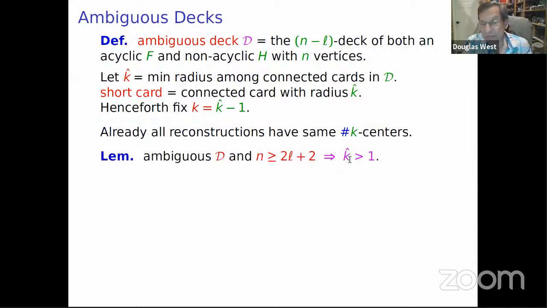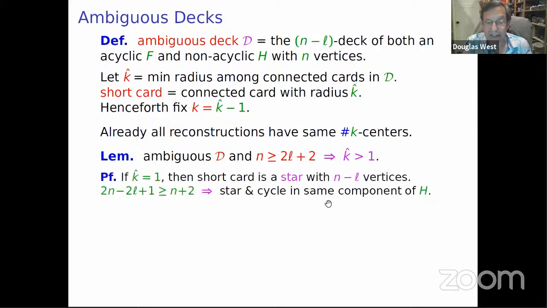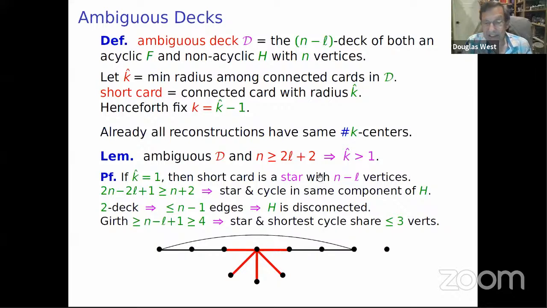And we need to eliminate the possibility that K is zero. So this again is easy. Basically, when K is zero, what does it mean? K hat is one means that a card with minimum radius would be a star. It has N minus L vertices, but a cycle has to have at least N minus L plus one. So the sum of those two numbers is bigger than N, so they would have to be in the same component. And again, in the deck, we know the number of edges is at most N minus one, since we have a reconstruction that's a forest. So the reconstruction that has a cycle would have to be disconnected. What that leads us to is an inequality again, that says N would have to be at most 2L plus one.